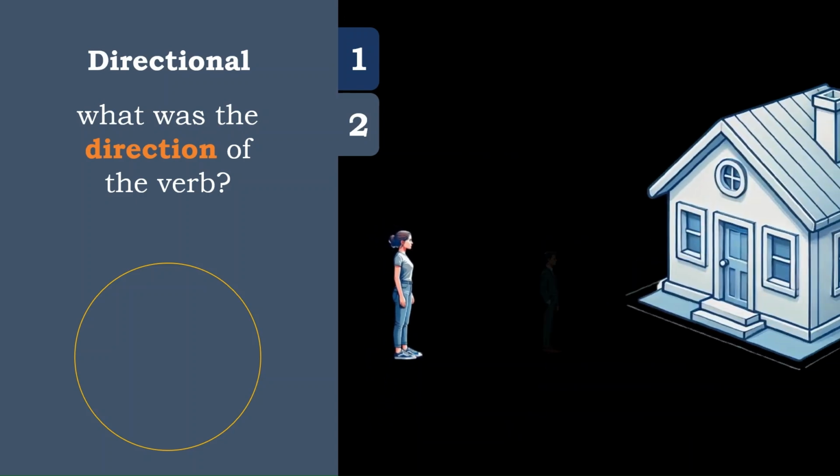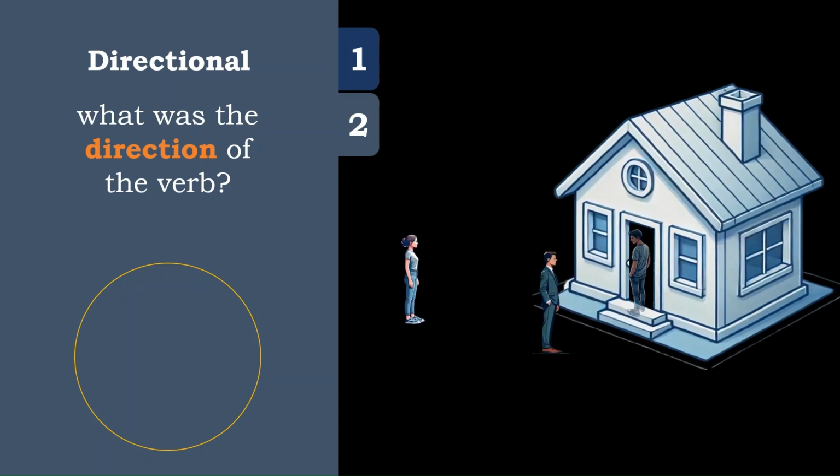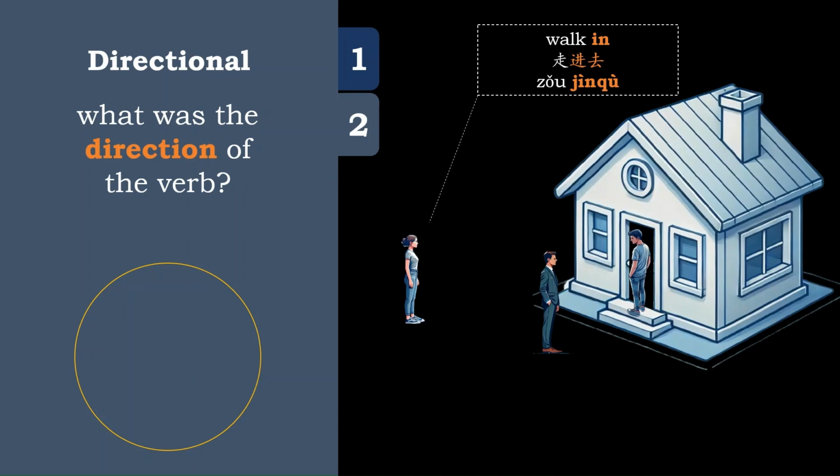Now let's change the setting. The sister and the older brother are now outside, and the younger brother is inviting them inside. Let's start with the sister. What could she say to the older brother? Go in, 进去. How would she say walk in? 走进去. How would she say walk into the house? House is 房子. Is it 走进去房子? No, it's 走进房子去.